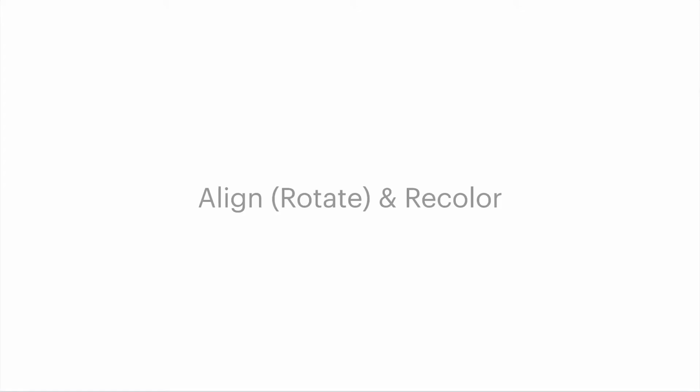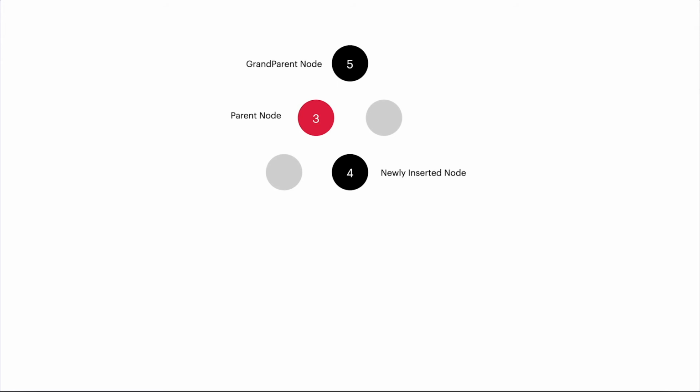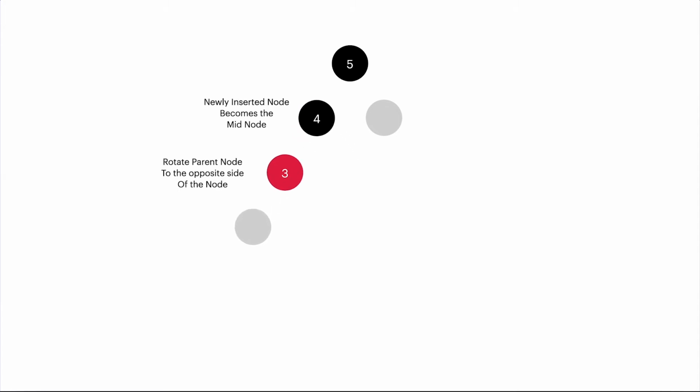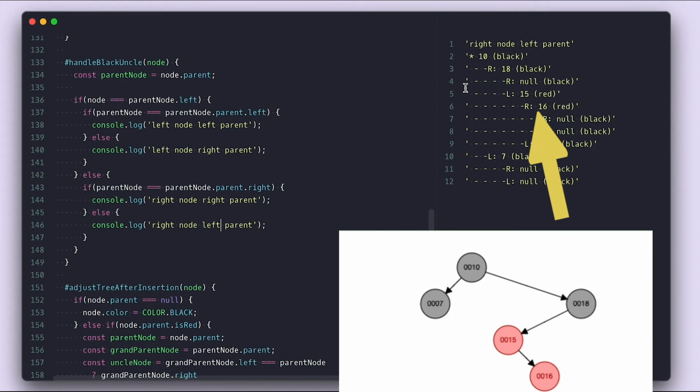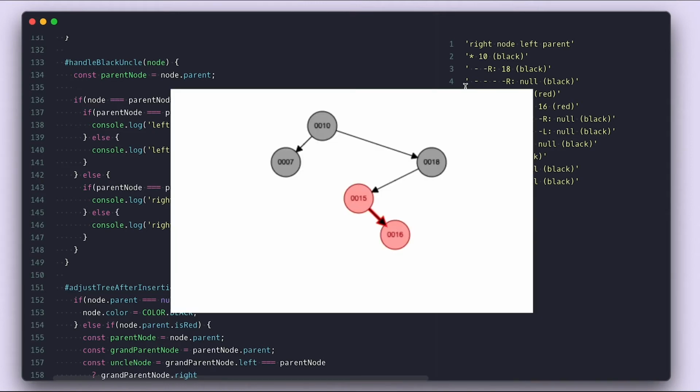I'll call this situation align and recolor, which pretty much comes down to align the node to the same side of the parent, recolor, rotate it in the opposite direction. In our situation, our newly inserted node is on the right side, but its parent is on the left side, so we need to align them both on the left side, then recolor and rotate the grandparent to the right, the opposite side. So if we rotate the parent to the left, it switches sides with the parent, making our new node the parent and the mid node between 18 and 15.